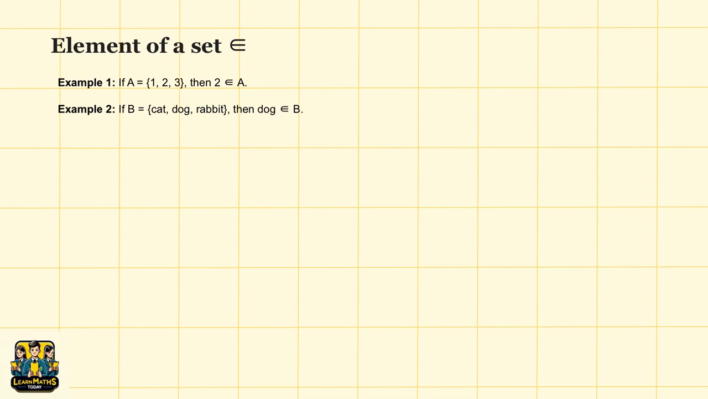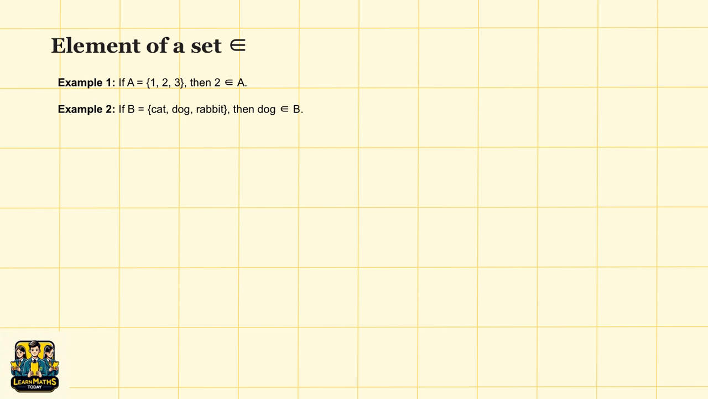Let's start with the element of a set, represented by this E-like symbol. This tells us when an object belongs to a particular set. For example, if we have a set A equal to the set of 1, 2, and 3, then the statement 2 is an element of A means that 2 is a member of set A. Similarly, in the set B equal to cat, dog, and rabbit, the statement dog is a member of B shows that dog is an element of set B.